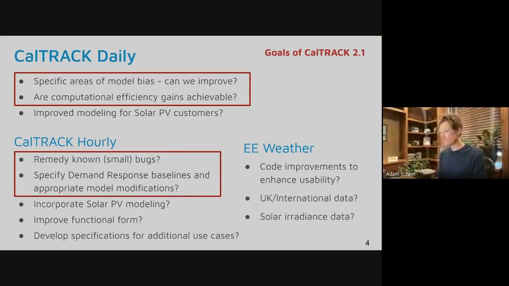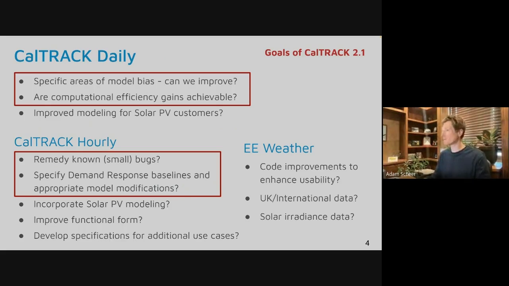And for the daily model, I think these things we've covered ad nauseam. I don't really feel like we need to get into it a ton here, but just to summarize, can we improve some of the specific and known areas of model bias, like seasonal bias? And can we make some computational efficiency gains in the process? Because in order to have a model that is a little bit more complex to enable solving seasonal bias or weekend weekday bias or these issues, we probably need to add some parameters to the model, and we probably need to add some optimization steps.